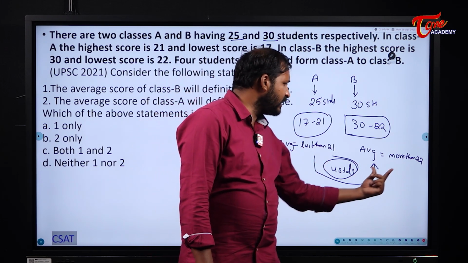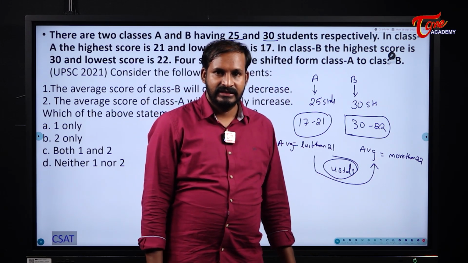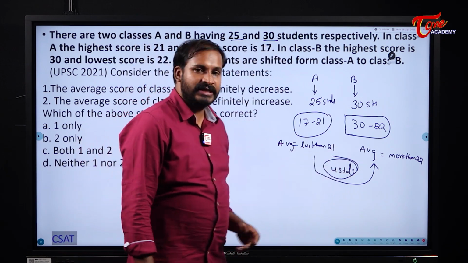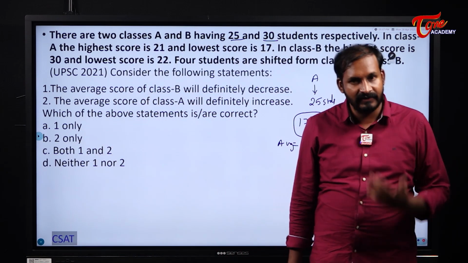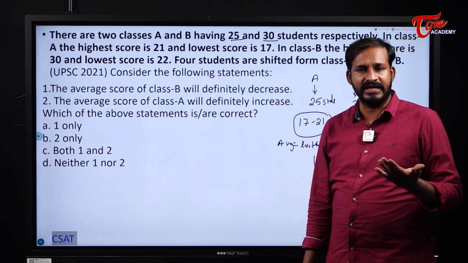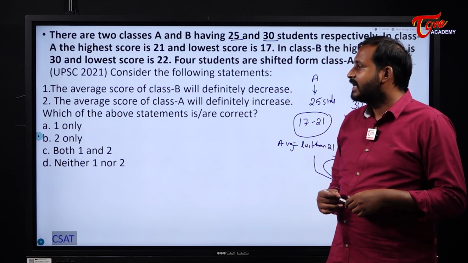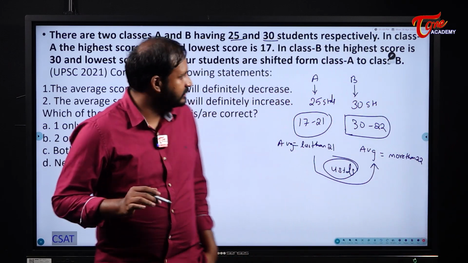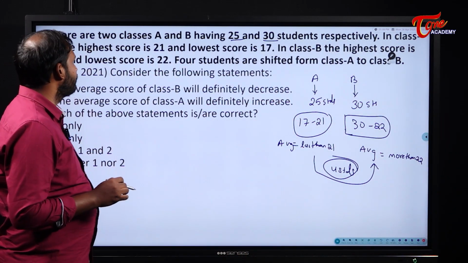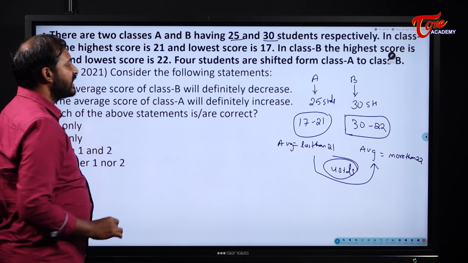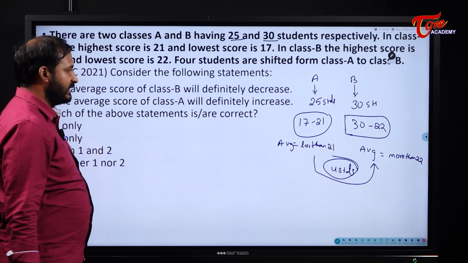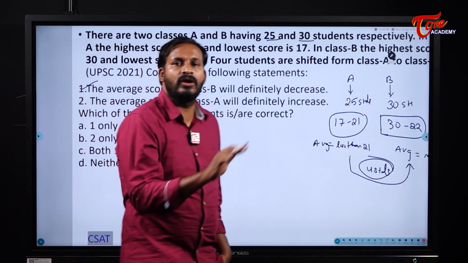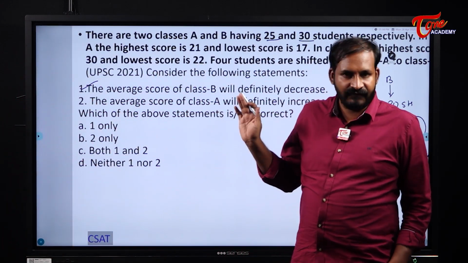So when these 4 values are less than my previous average, now tell me what will be my new average? Will it remain the same, or will it fall below the previous average, or will it be more than the previous average? Definitely it will fall below the previous average. Okay. Now, the average score of class B will definitely decrease. There is no doubt in that.